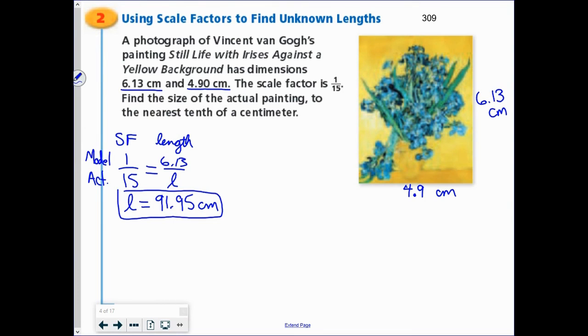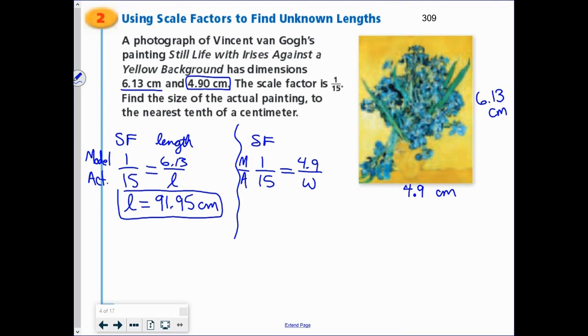Now, that doesn't help me though with the width. I need to know the width of this painting. So what I'm going to have to do is use another proportion, a second proportion. The thing is, the scale factor doesn't change. It's still 1 to 15, and it's still model over actual. So when I go to do this second proportion, my 4.9 centimeters is the measurement on the picture. So it's the measurement on the model. So I'm going to put 4.9 on top, and I'm going to put W for width on the bottom.